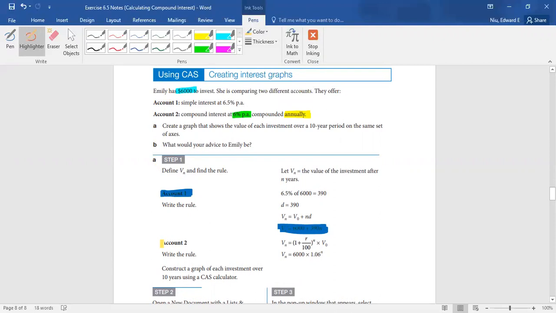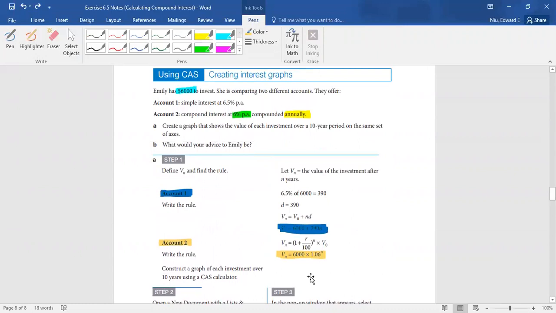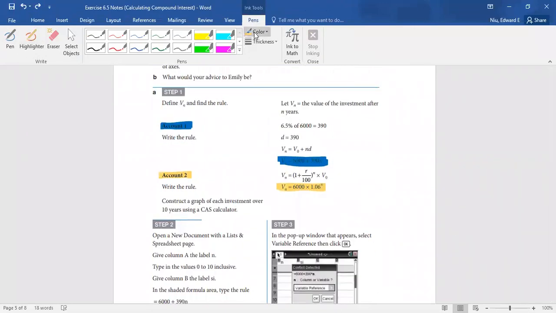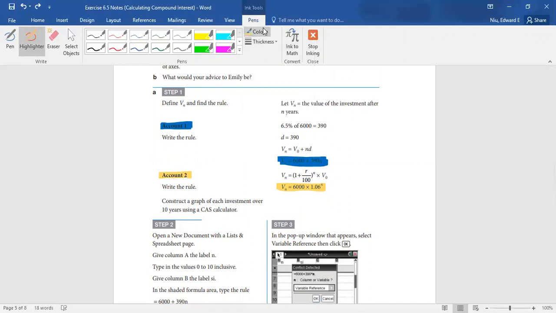All right, account 2, we've got our rule. Okay, remember the 6%. The 6% is that part. Annually is going to relate to the N. And so from here, what we are doing is plugging the rules into a spreadsheet.